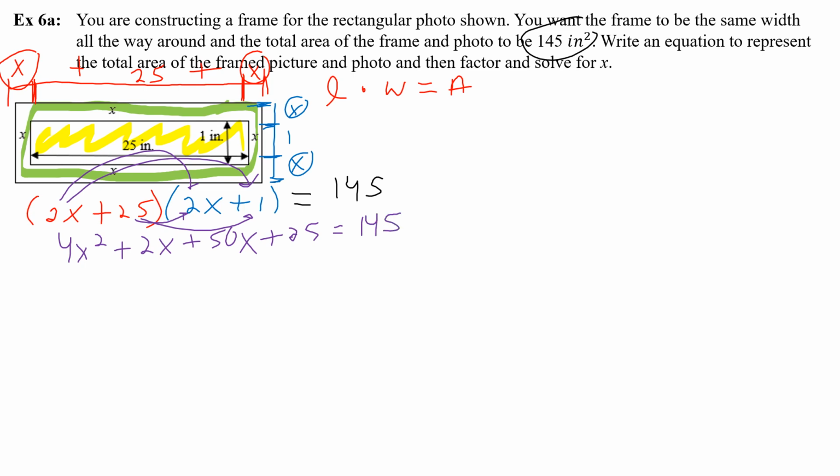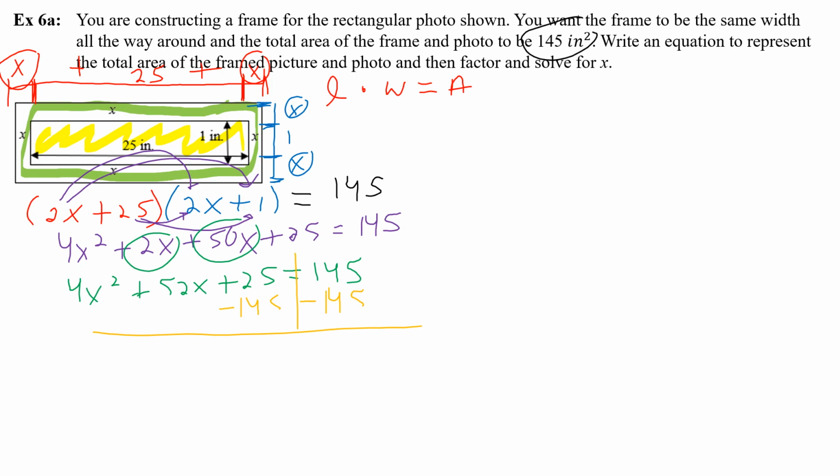Okay, we can combine like terms. Here we have 2x and a 50x, so we're going to have 4x squared plus 52x plus 25 is equal to 145. Almost in standard form, but not quite. We need to subtract the 145 from both sides so that it's equal to 0. Okay, so now we're going to get 4x squared plus 52x, which will give us negative 120 is finally equal to 0. Okay, now it's in standard form.